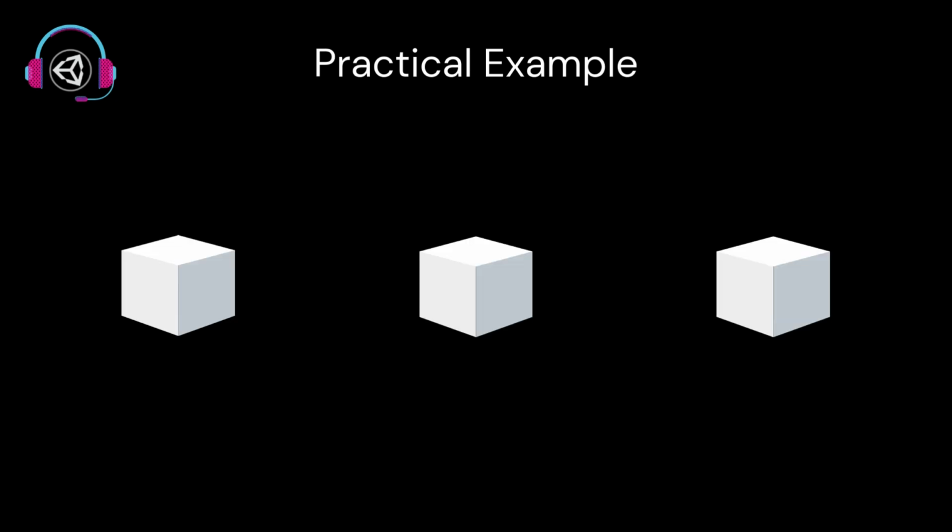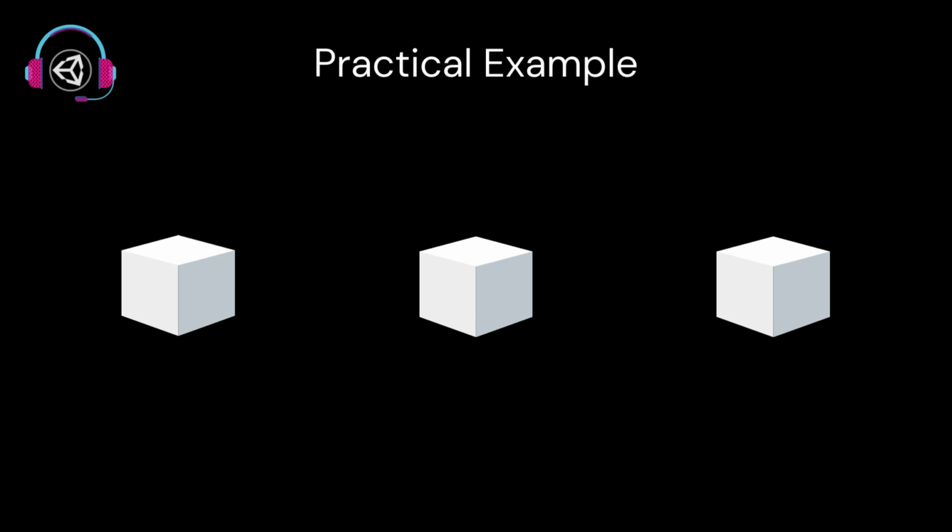Now that we've covered what each update function does, let's see them in action. Here's a practical example with 3 cubes in Unity, each with a rigid body component attached. The only difference between these cubes is which update function they're using to apply force. Each script below applies an upward force to the cubes. The only difference is the update method they use.